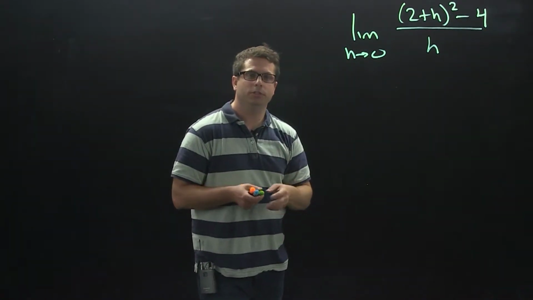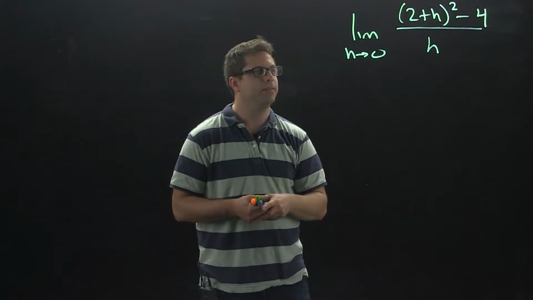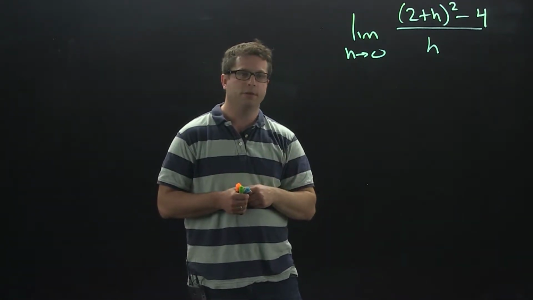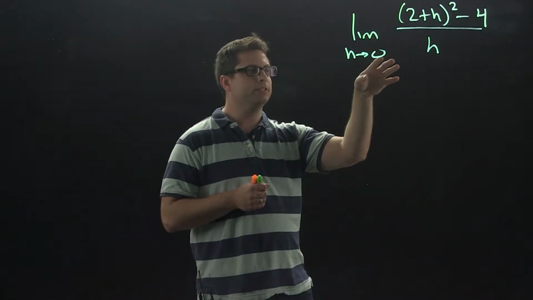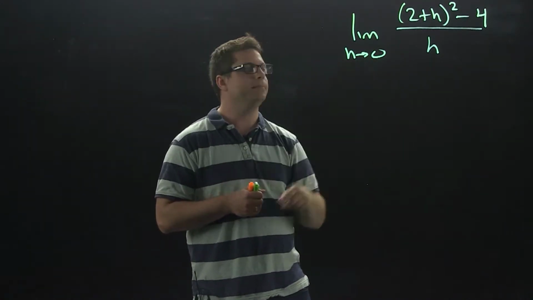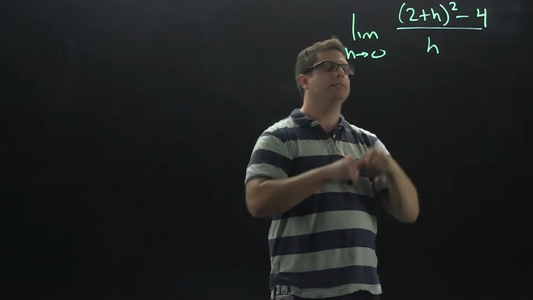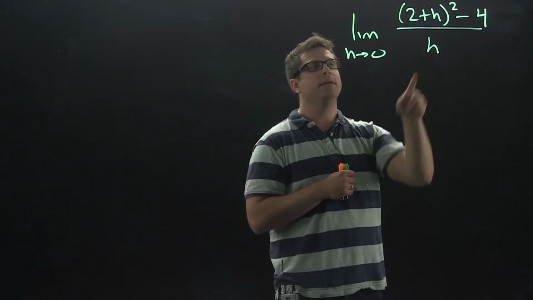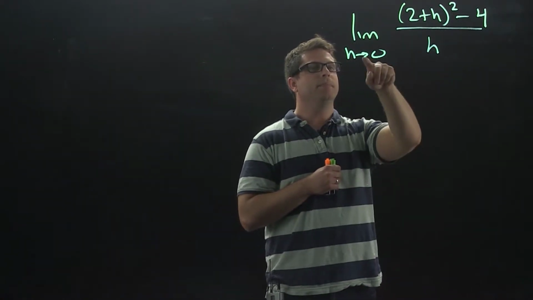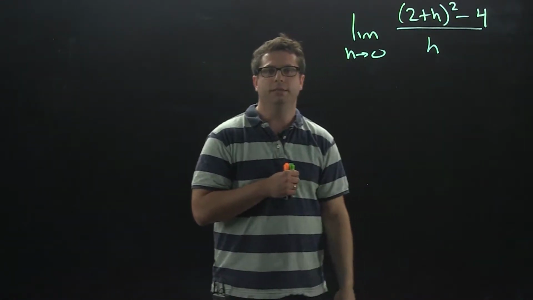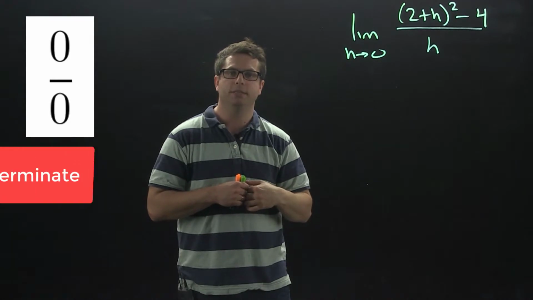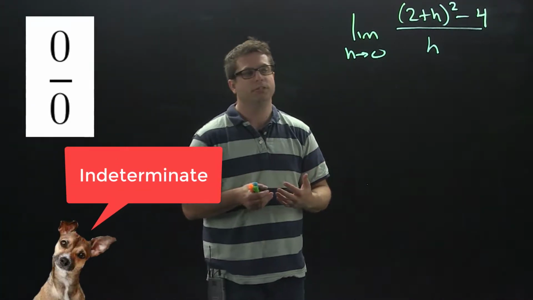So the first thing you should do is always try the direct substitution method, where you plug in h equals 0. It is a rational function, so this could be evaluated as long as 0 is in the domain. Unfortunately, it is not. When you plug in 0, you're going to divide by 0. Now, when you plug h equals 0 in the top, it will also simplify to 0. And then 0 over 0 is indeterminate. Again, that means we have to do something.